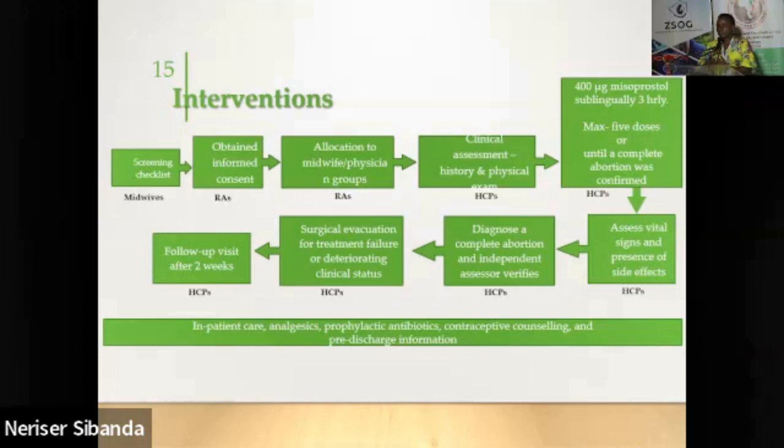And the dose regimen that we used was that recommended by the WHO in 2012. That was 400 micrograms sublingually, 3 hourly, for a maximum of 5 doses, or until a complete abortion was confirmed. So you may find that there are some women who, after the first dose, get a complete abortion, or after the third dose. Before a subsequent dose of misoprostol was given, we would assess vital signs and check for the presence of side effects. This was for purposes of ensuring that whatever we were doing was safe.